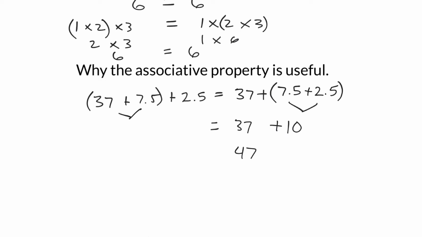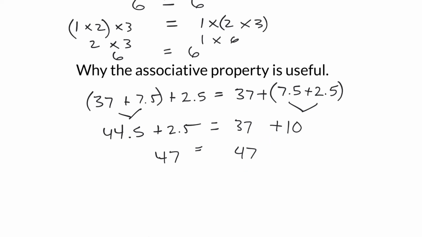Let me try it. 37 plus 7.5, what would that be? 44.5. Oh, well, not that obvious at all, huh? 44.5 plus 2.5 is 47 altogether. So you would still get the same thing. It just obviously, hey, I stumbled on that one. That reinforces the idea that that is an easier route.